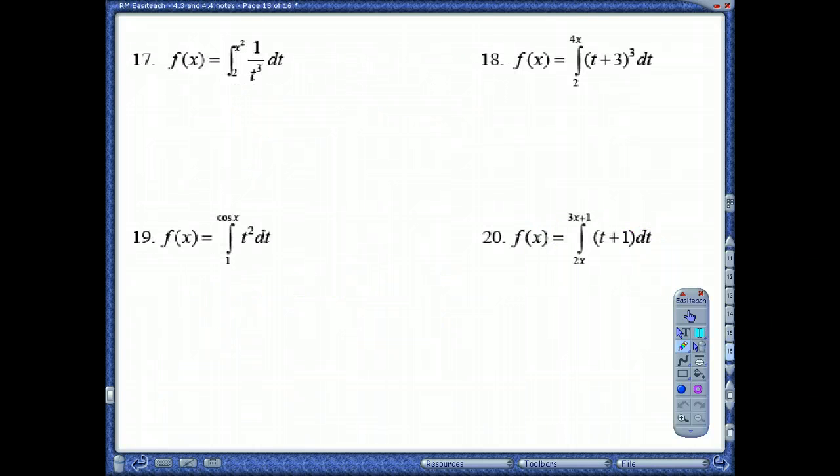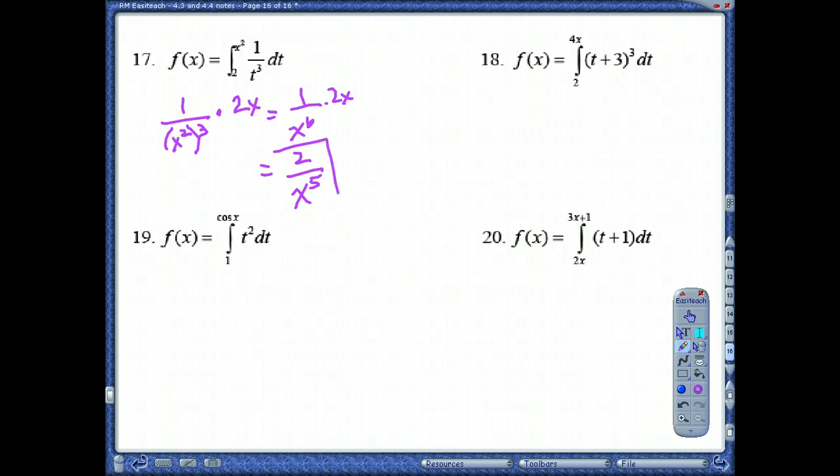Okay, let's look at another example. Same thing. We are going to put in our x squared for all of our t's. So that'll be 1 over x squared to the 3rd. And then we're going to multiply by our derivative of x squared, which is 2x. And then, of course, we are always going to simplify this. This is 1 over x to the 6th times 2 over x, which is going to simplify to 2 over x to the 5th. You're taking the integral, which makes it bigger, and you're plugging in a function, which makes it a chain rule when you take the derivative back.